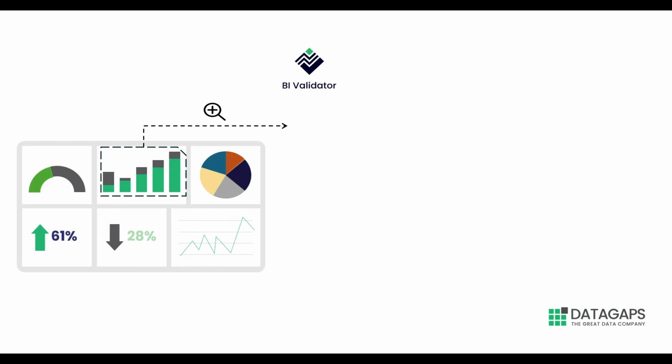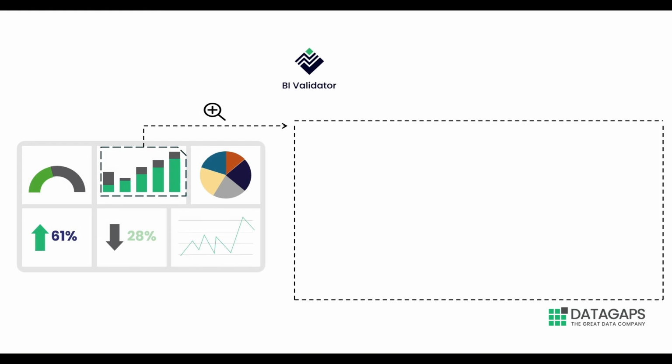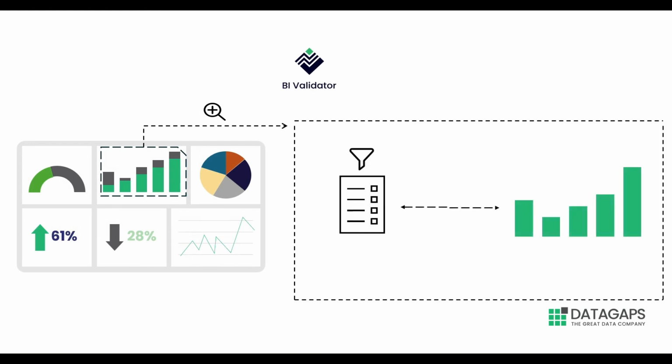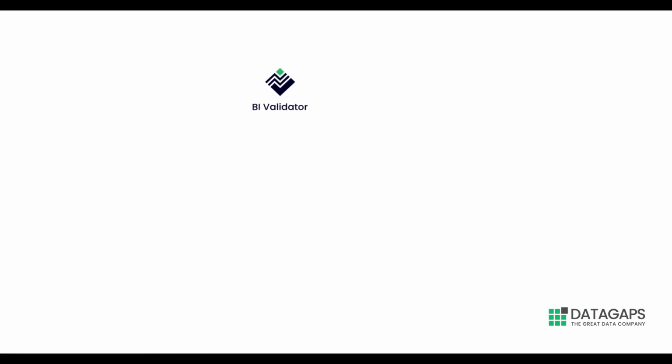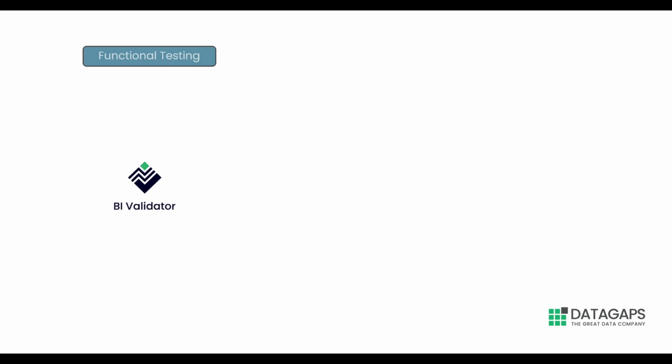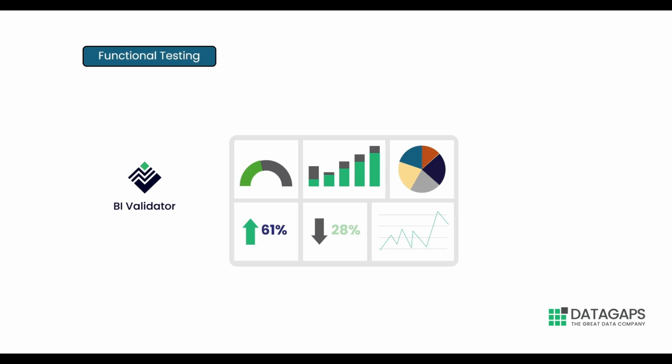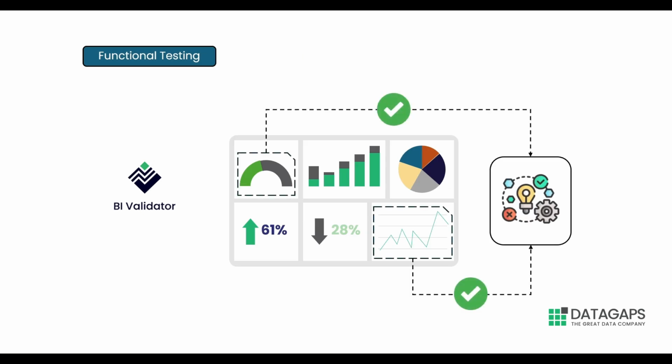BI Validator tests dynamic report elements, like filters, slicers, and bookmarks, to ensure they work correctly and interact properly across visuals. It also performs functional testing to ensure that BI reports and dashboards align with defined business logic and expected behavior.